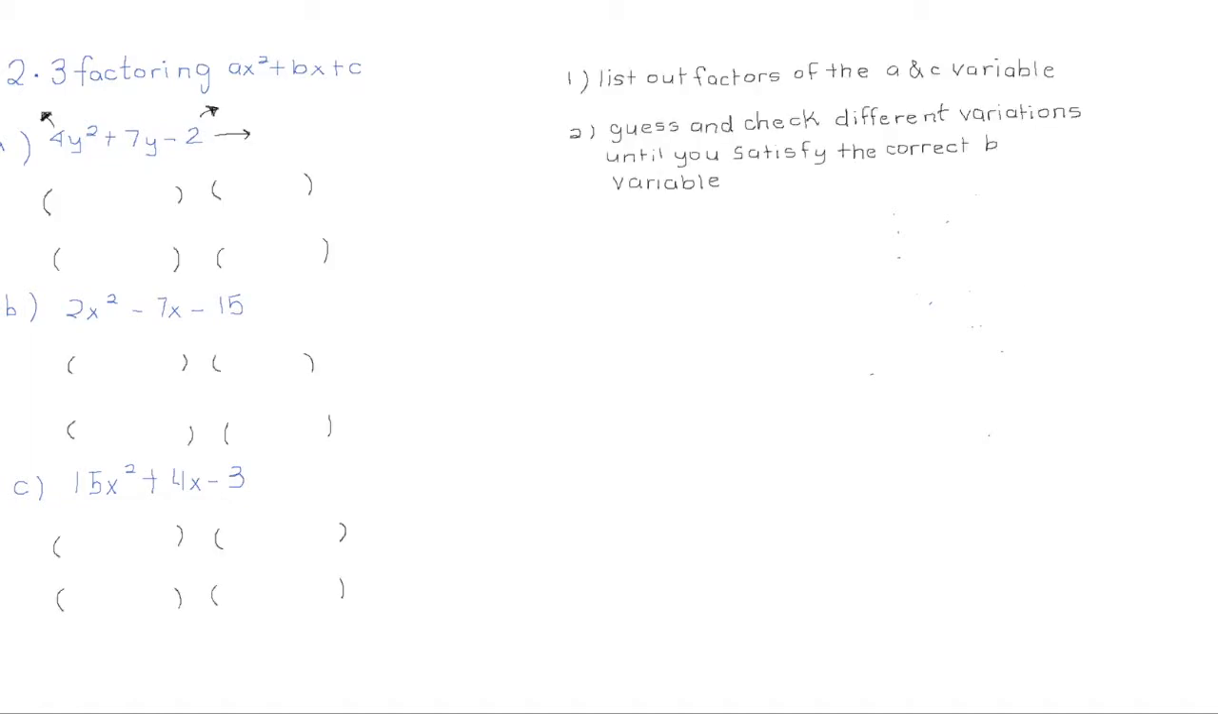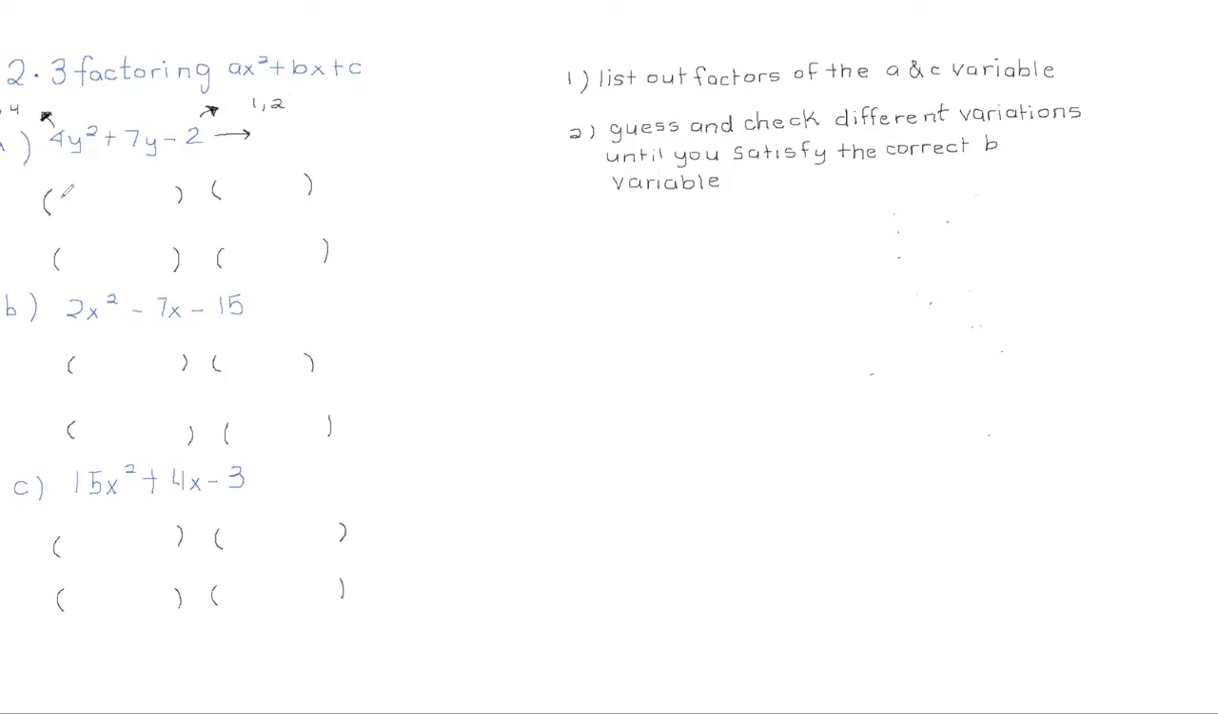For example A, the first step of factoring is to list out the factors of the a variable and c variable. So for this problem, the factors of 4 are 1, 2, and 4, and the factors of 2 are 1 and 2. When factoring, it is important that when you multiply the factors of the a variable and c variable, they add up to equal the b variable. To do this, you have to guess and check different combinations of the factors of the variable a and the variable c. The process of factoring is essentially FOIL backwards.